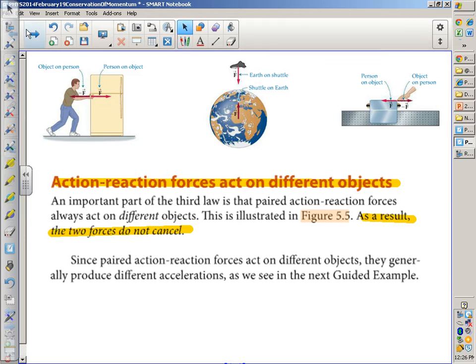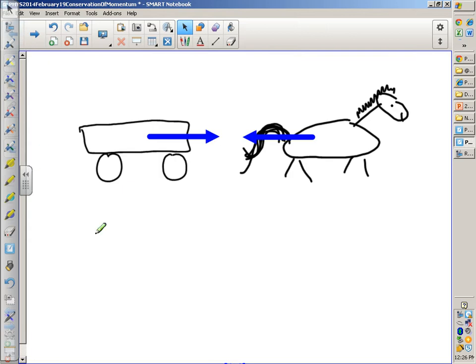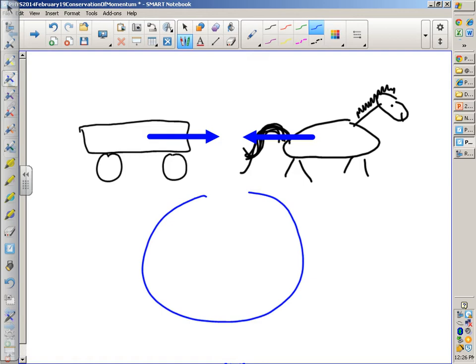Going back to this picture, can these be the only forces involved in this interaction? No. If these were the only two forces involved in this interaction, what would happen? The horse and the cart would crash into each other, somewhere in the middle. And that's clearly not what happens, right? There is another factor that we have to consider here, another object. And that object is the Earth, not to scale.